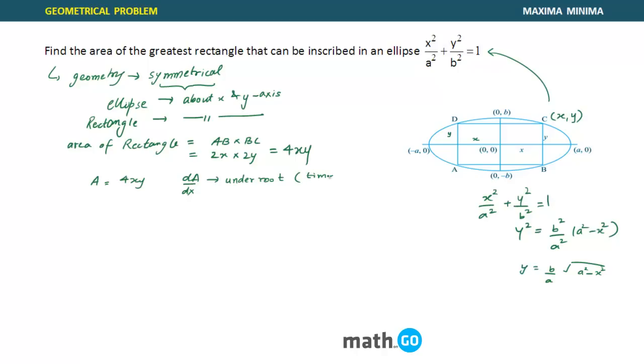Time consuming. So again, what I'll do, rather than maximize A, I maximize A square, because if A square is maximum, then A will also be maximum. So what I will do is I'll maximize A square. Let's say I'll take Z is equal to A square. So this becomes very easy, you see. So this becomes what? (b square by a square) into (a square minus x square). And if you completely simplify, this becomes 16 b square by a square, (a square x square minus x raised to power 4).